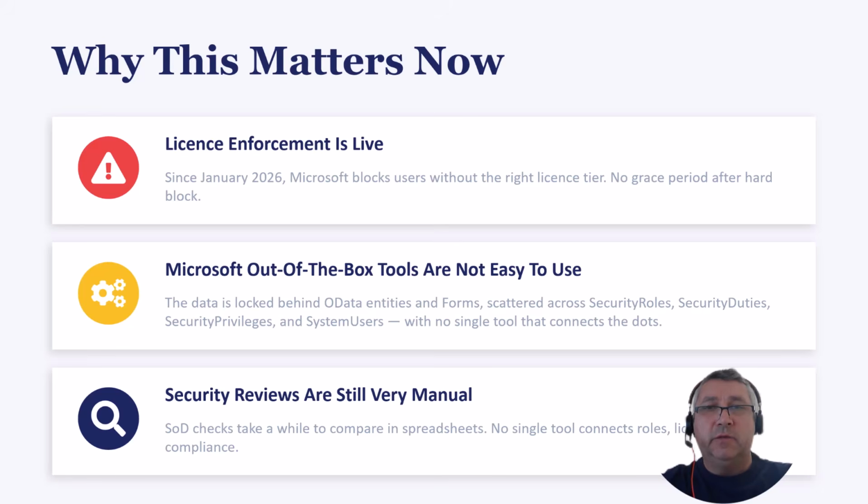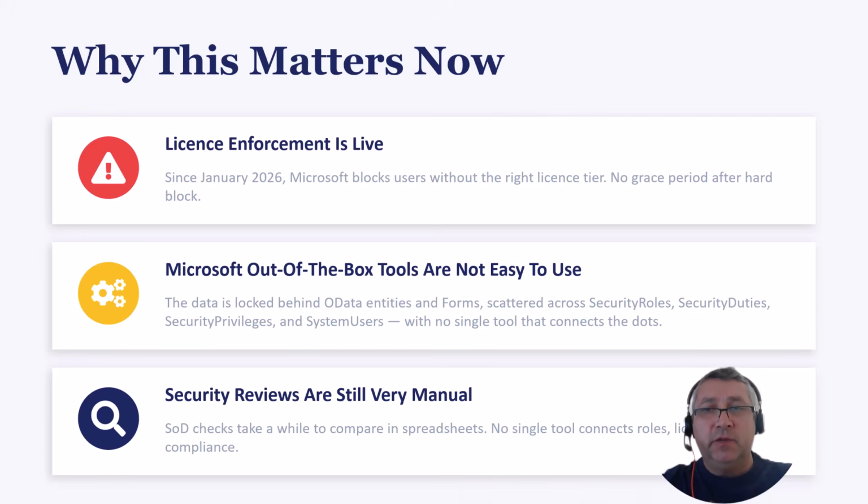The main 3 points I would like to highlight here. Point number one is that license enforcement is live. Since January 2026, Microsoft blocks users who don't have the right license tier. For example, if your AP clerk is assigned a role that requires an enterprise license but has only been given a team member license, they will be locked out.